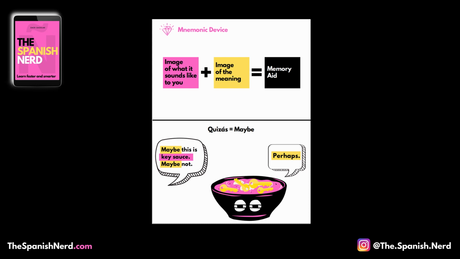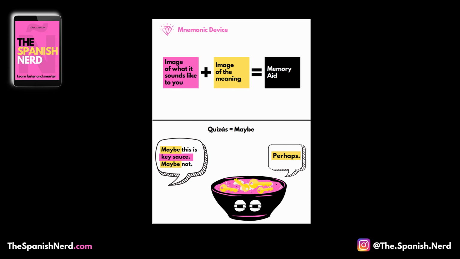Here's a good memory aid. You might like it. You might find a better one, but it's for the word quizás. Quizás. It means maybe. How can we make this stick in our brain? Well, first of all, we make an image of what it sounds like to you. When I listen to the word quizás, I ask myself, what does that sound like in a language that I speak? Key, it kind of sounds like a key to a lock. And then sas kind of sounds like sauce. Not perfect, not 100%, but very close. So quizás is what it sounds like to me, a sauce made out of keys, quizás.